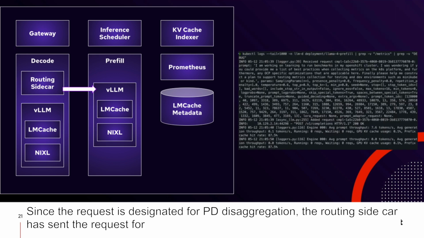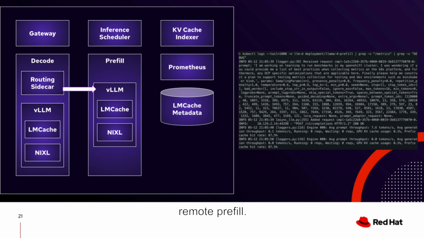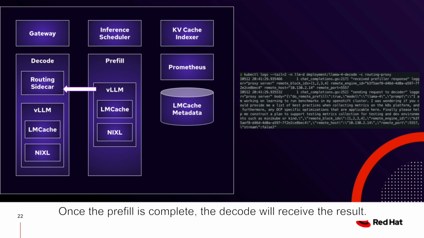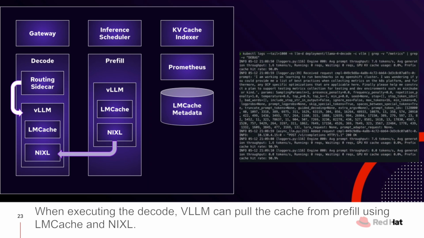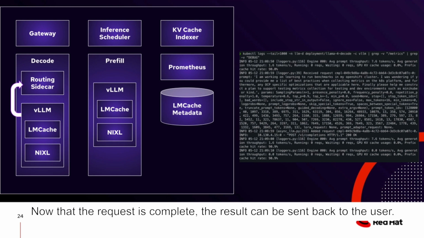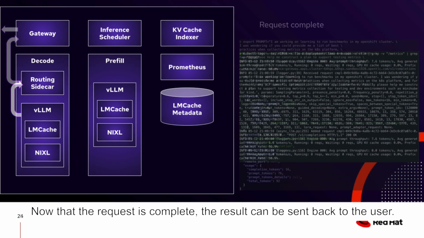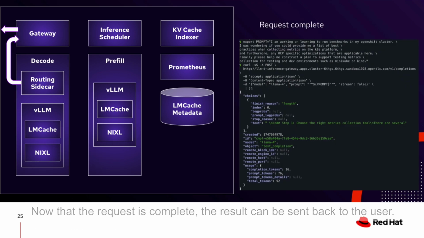Since the request is designated for PD disaggregation, the routing sidecar has sent the request for remote prefill. Once the prefill is complete, the decode will receive the result. When executing the decode, vLLM can pull the cache from prefill using LMCache and NIXL. Now that the request is complete, the result can be sent back to the user.